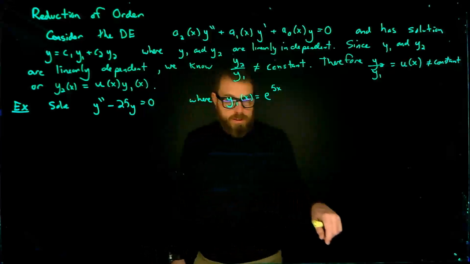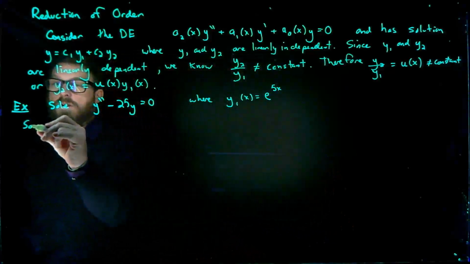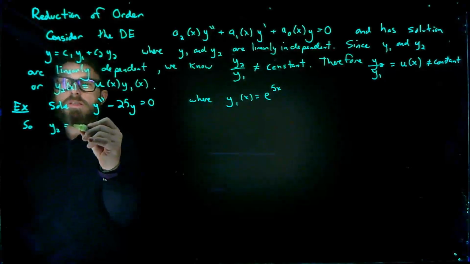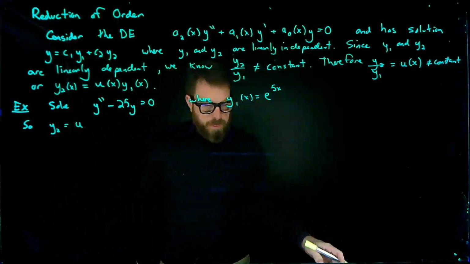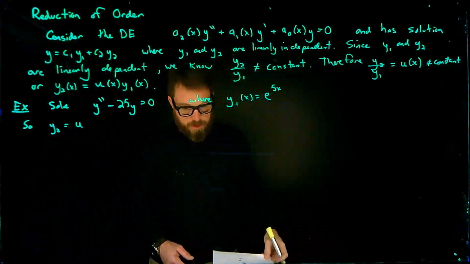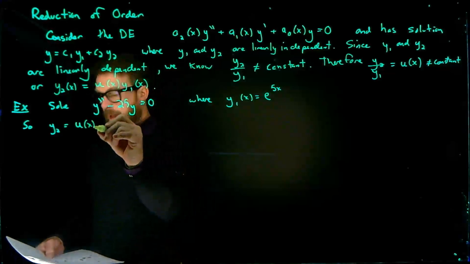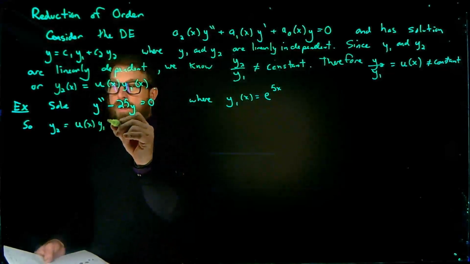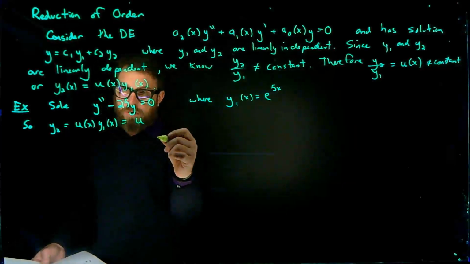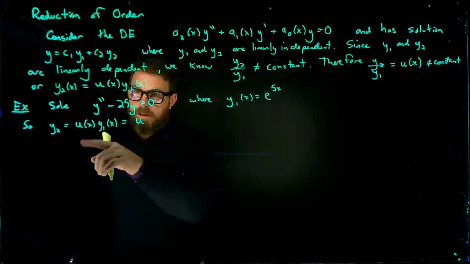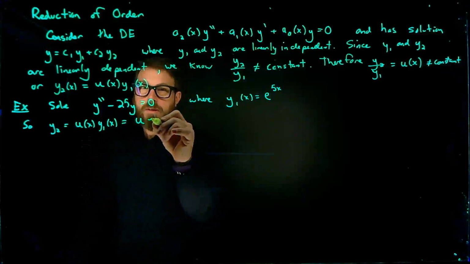Okay, so what I know is that y2, using this idea, is equal to this u function times our original function. So this is u of x times y1 of x. So this is going to be equal to, we're going to say u of x just being u, so I don't have to write the independent variable next to it all the time, and this is going to be equal to e to the 5x.